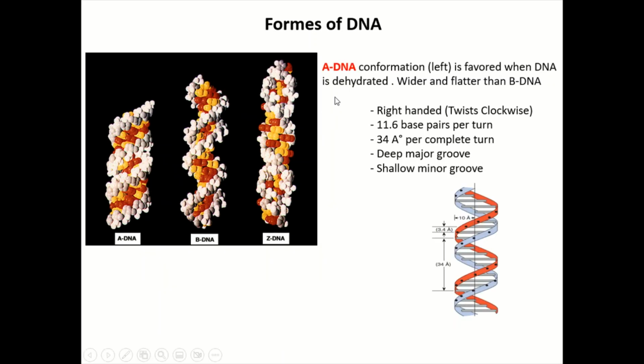So the A form conformation is favored when DNA is dehydrated. As I told, when we apply high salt concentration and alcohol, high osmotic pressure develops, and that leads to dehydration. This DNA is wider and flatter than B DNA. That is also right-handed DNA, with 11.6 base pairs per turn, 34 angstroms per complete turn, deep major grooves and shallow minor grooves.